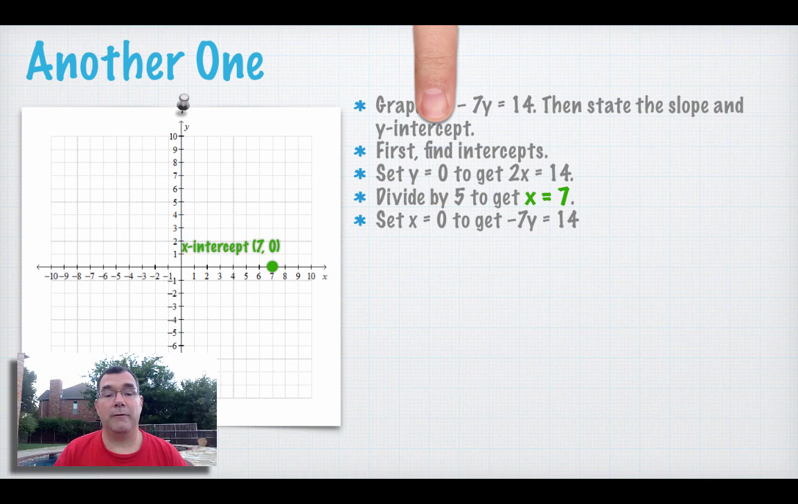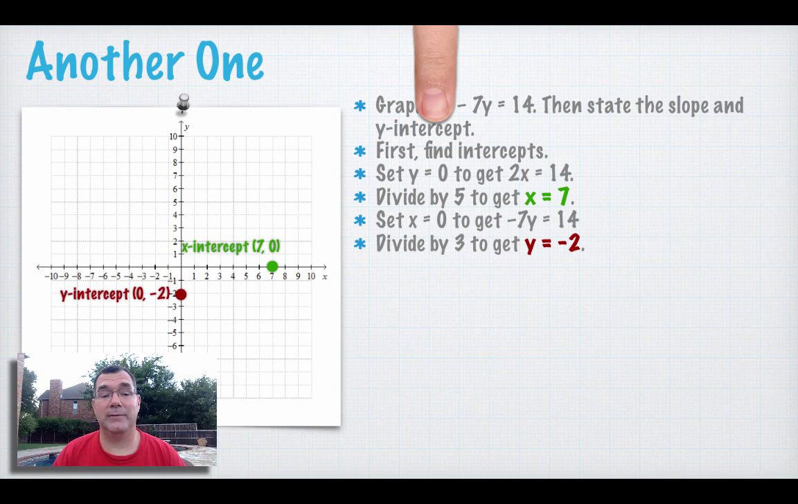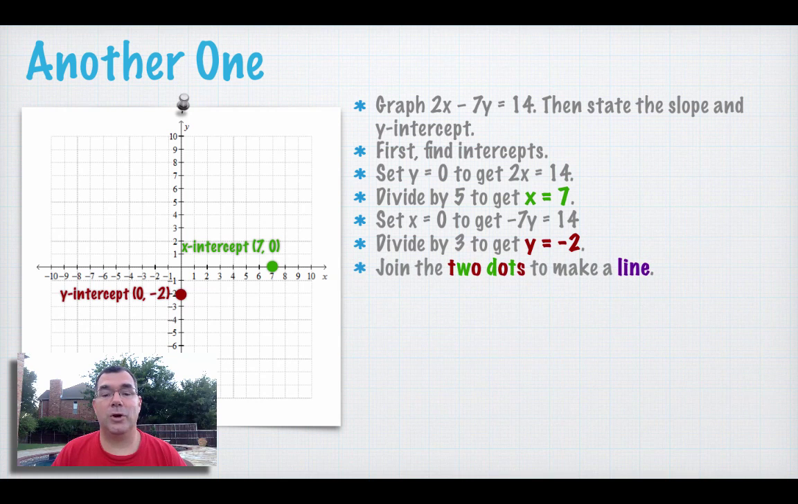Okay. If I want to find the y-intercept, I set x equal to 0, and I cover up those x's, and I get -7y equals 14. Divide both sides by -7, and I will get -2. So my y-intercept is going to be -2. Okay, so I join those 2 dots. I know exactly where the line is.